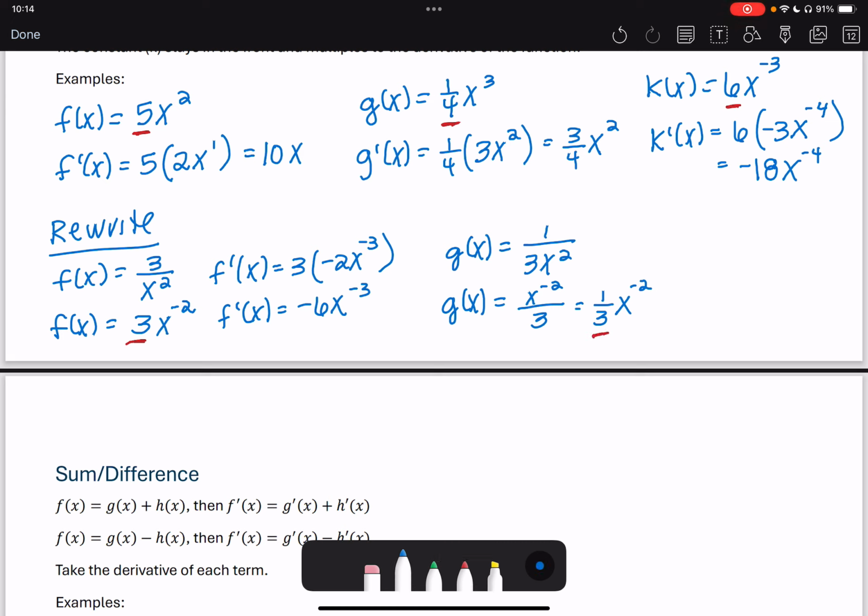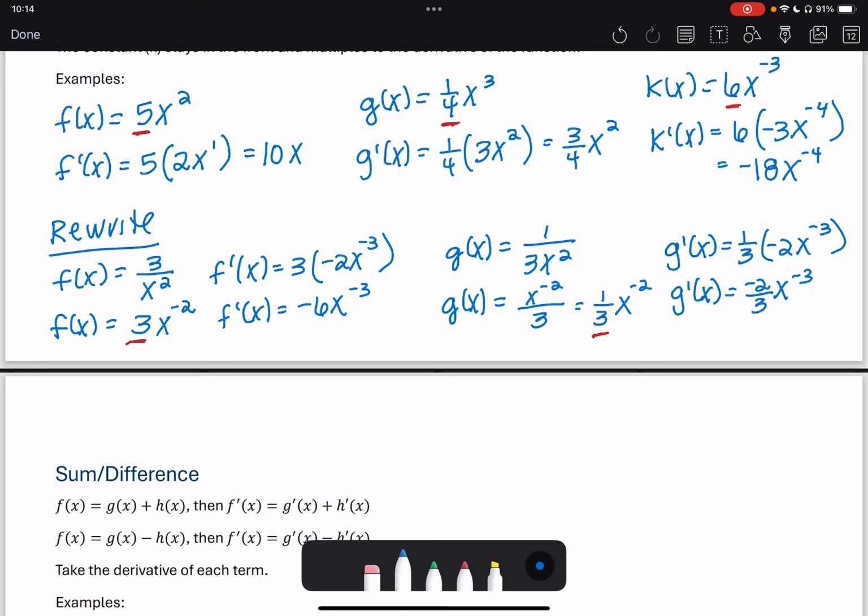All right, and so g prime of x will be 1/3 times, take the derivative of the x to the negative 2, which is going to be negative 2x to the negative 3. Okay, and then I'm going to just simplify that by multiplying the 1/3 and the negative 2. That'll be negative 2/3 x to the negative 3.